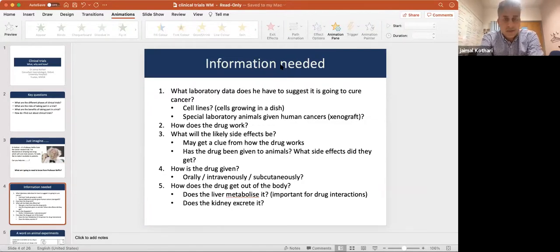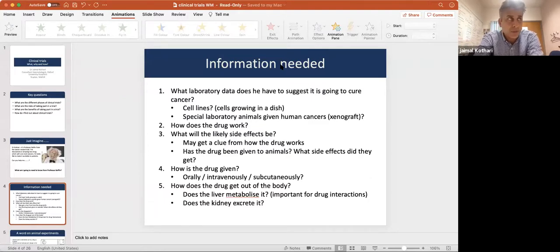So before we even think about getting to the stage where humans are given this drug, we need to know so much. How does it work in the lab? Often you're able to take human cells and grow them in certain ways and test the drug in test tubes to see what kind of effects it has on killing cancer cells, for example. What might the side effects be? Sometimes you can get a clue from how the drug works and the understanding of human biology. How are you going to give the drug? And importantly, once the drug is given, how do you get rid of it?